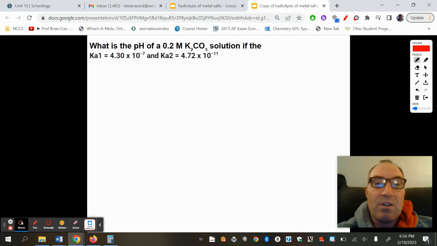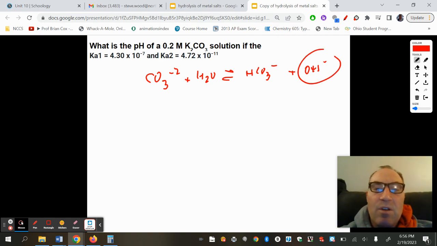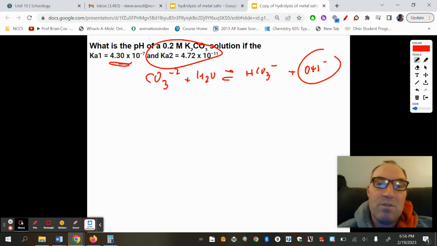Okay, so I'm just going to go for it and figure this out here. So we're going to go CO3 2- plus H2O, equilibrium arrow, HCO3- plus OH-. And we are going to find this. So we're going to use this guy since this is the second H we lost. And really compared to the amount of this one, it's going to be relatively small. This is like 10 to the negative fourth times bigger. So it's going to be a significant amount.